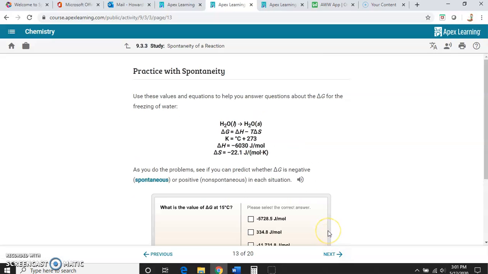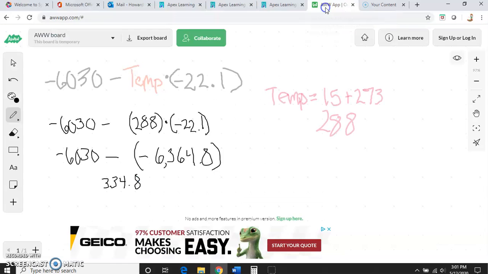Let's practice a little bit with plugging this in. We have this formula, and they're going to give us a different temperature. Instead of 25 degrees Celsius, this time we have 15. We're going to do the same thing, plug it into this formula and solve it out. I pulled up a whiteboard app. Excuse my handwriting, I was writing it with my mouse. What I did was plug it all in. You take the same change of H, subtracting that temperature times the negative 22.1, which was the change of S. Again, I had to solve for temperature. I'm doing 15 degrees now.